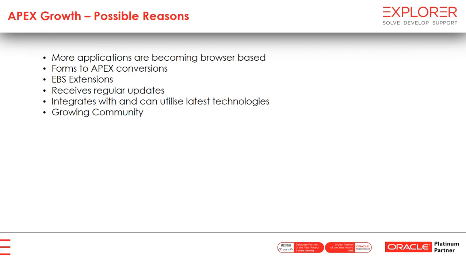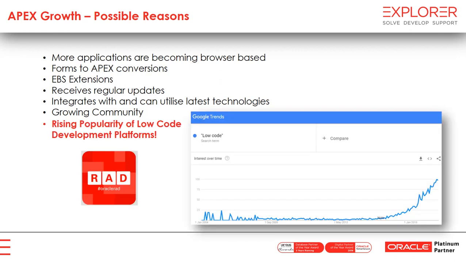It's a web development framework, so can integrate with and utilise the latest technologies, for example RESTful web services, Internet of Things, connections to other services. And there is a great growing community behind it. But what do I think is the number one reason for its growth? The rising popularity of low-code development platforms, which Apex is, allowing rapid application development to develop useful applications more quickly and concentrate on the functionality rather than necessarily the technology.